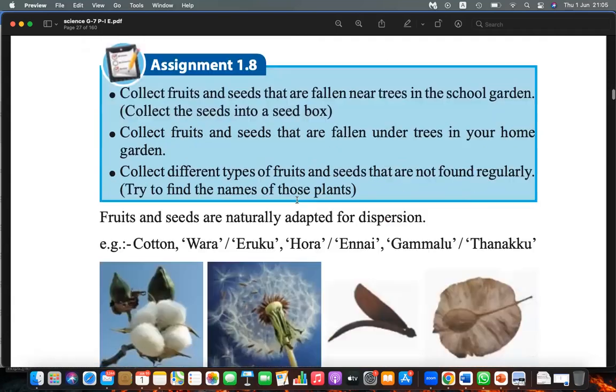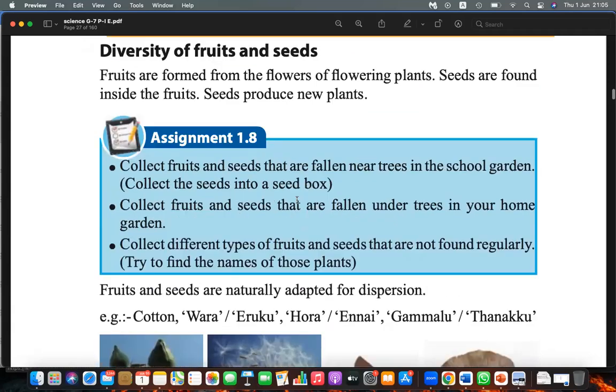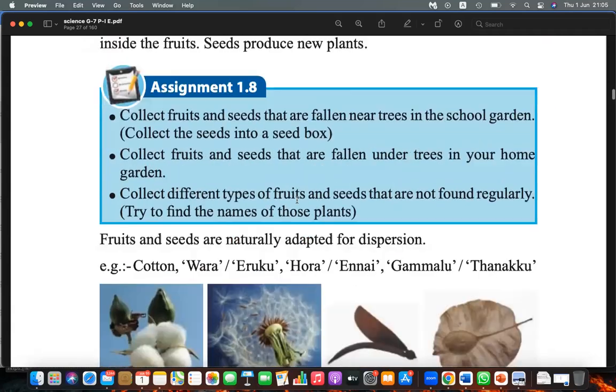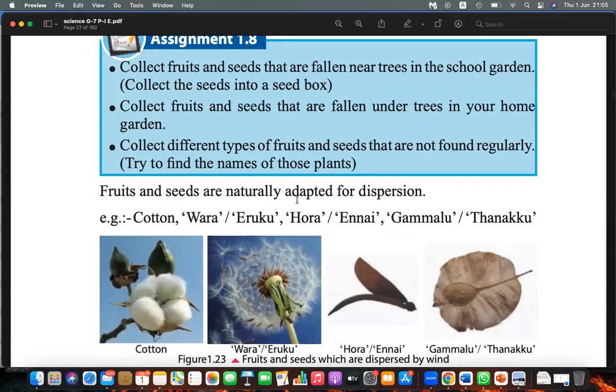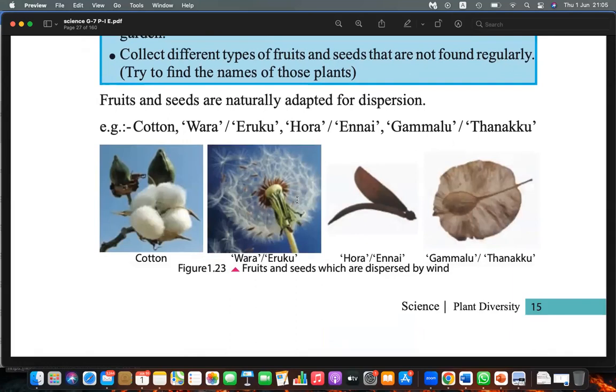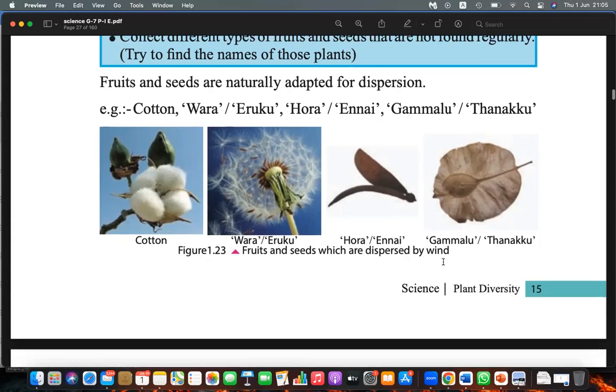Then based on the diversity of the fruits and seeds, we can categorize the plants. There are adaptations, so that the plant can spread from one place to another place. It can be by wind, for example light seeds like cotton, which can travel in the wind. And you can see these, we see them in the field too. These basically spread using the wind.